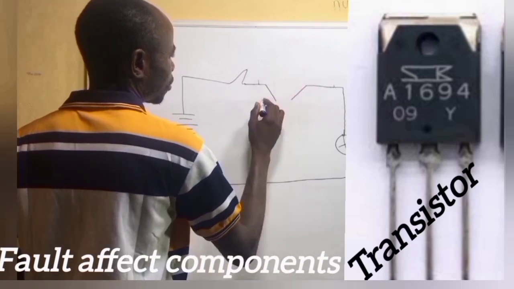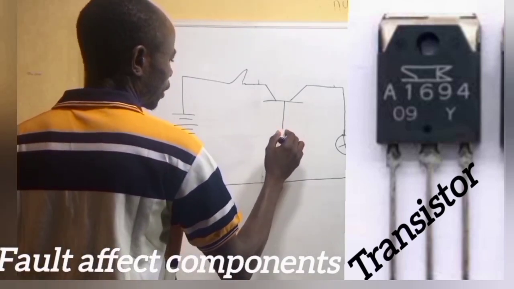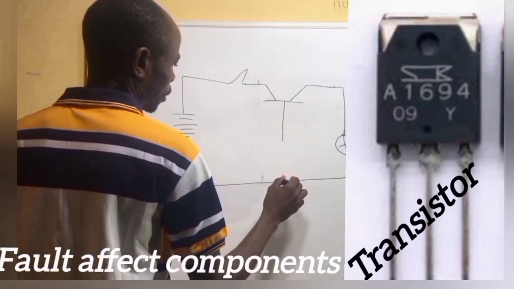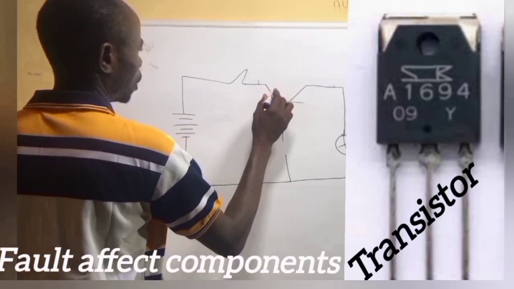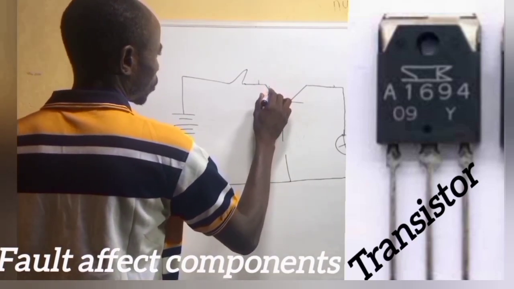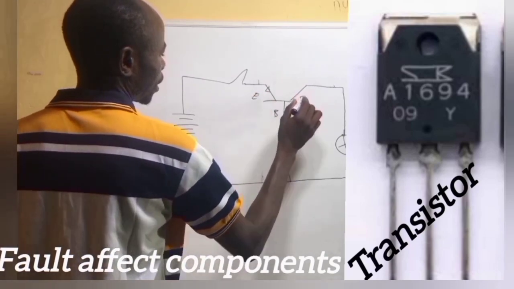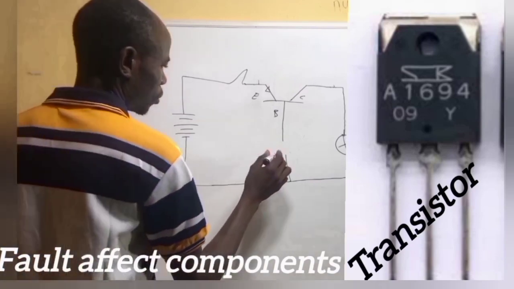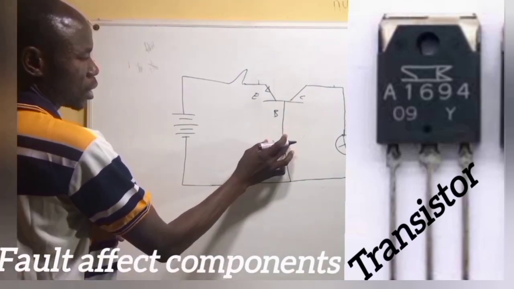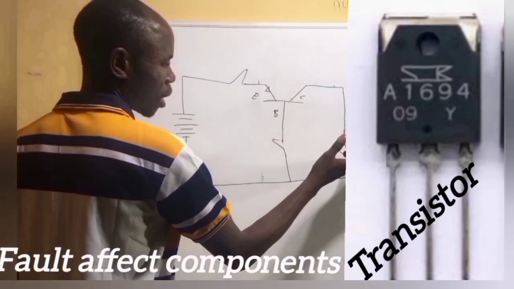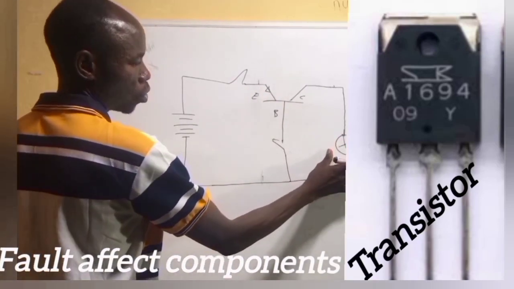Transistor. Let's consider the transistor. You see, this is a transistor. Here, this is the emitter, base, collector. When you close the switch, the light will come on. It will open the base and allow the positive to flow to the load or the bulb for it to come on.